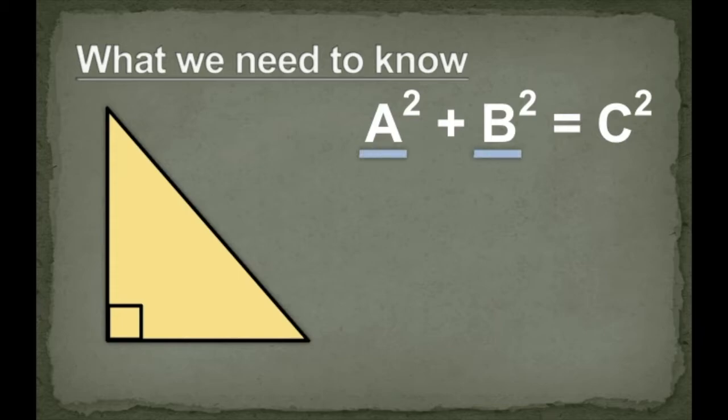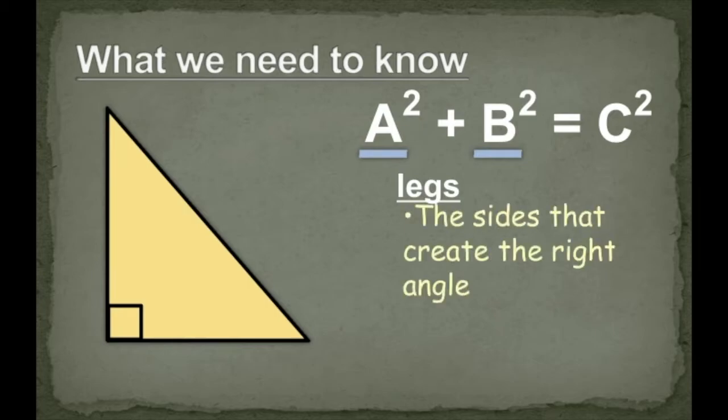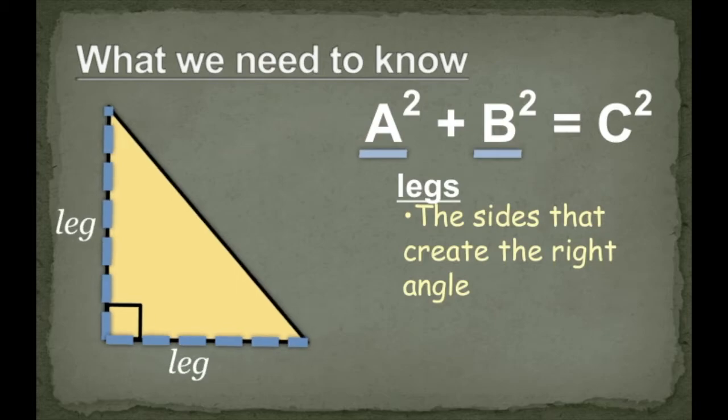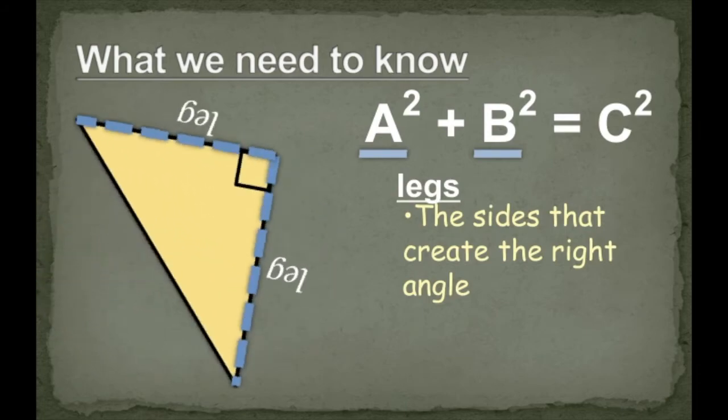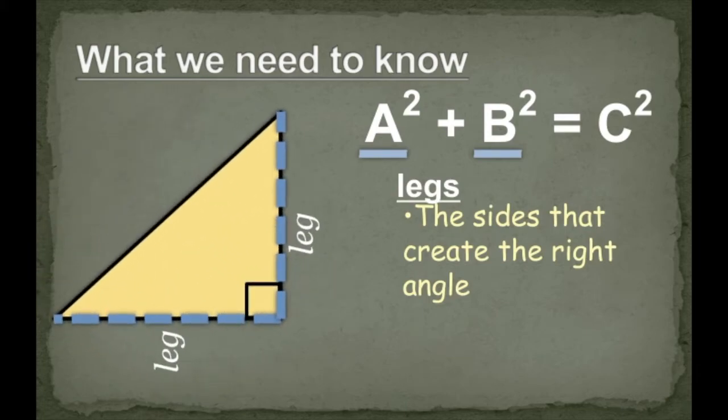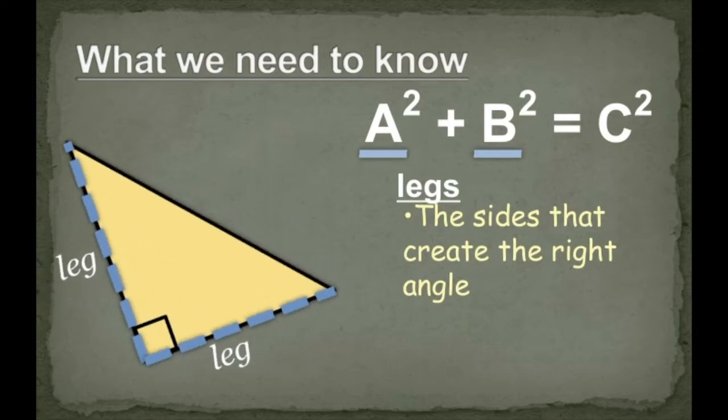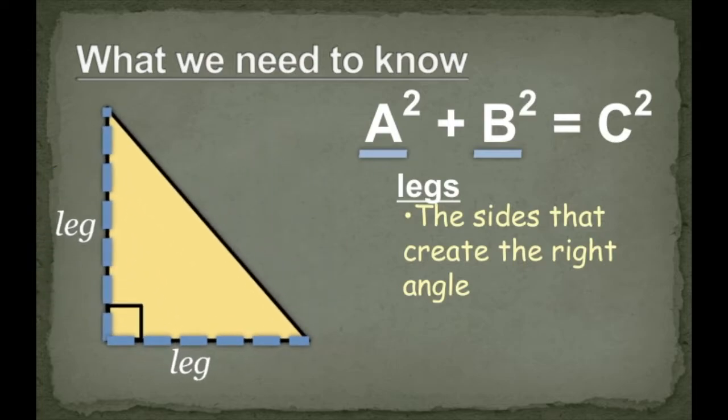Now let's talk about a and b. a and b are the sides that are called your legs. And those are the sides that create the right angle. In this case, these sides are our legs. Now again, we can turn the triangle any which way. Those are still our legs. If we turn it this way, those sides are still our legs. And if we turn it back to the original, those are still our legs, because no matter how we turn it, those are the sides that make up your right angle.